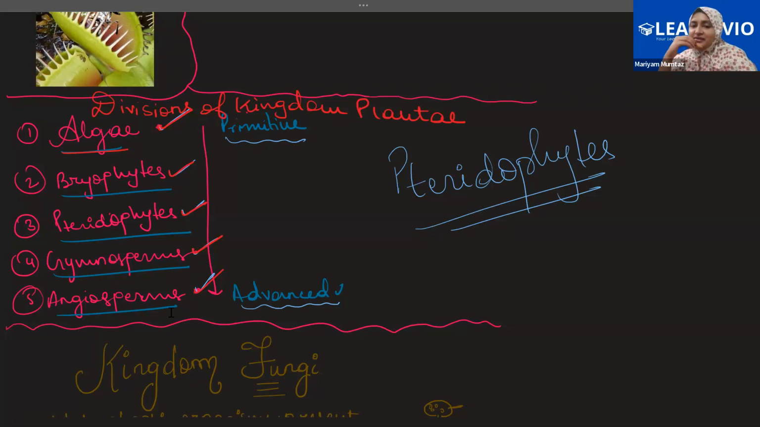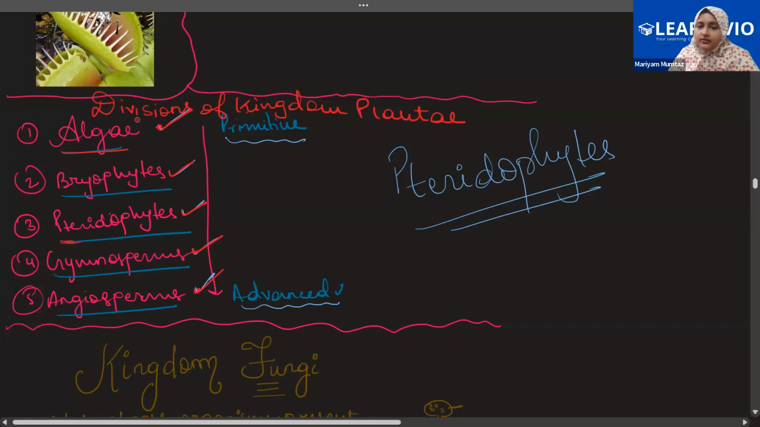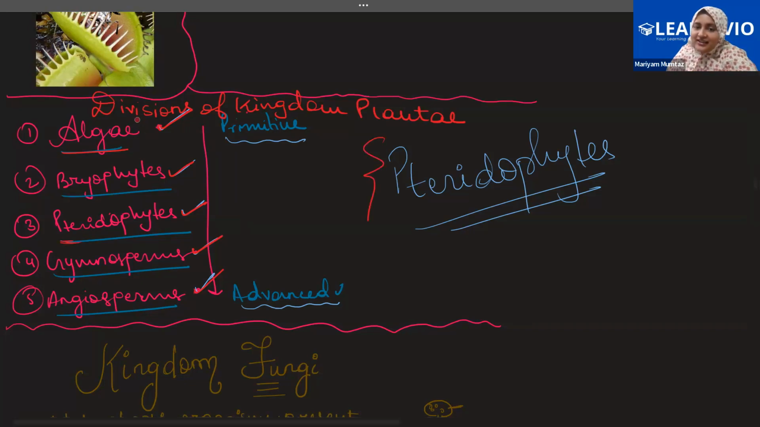This pteridophyte is one of the divisions of kingdom Plantae. It is known as pteridophyte. The P is silent. It's the sixth one, written here only, pteridophyte. I have written it in bigger letters here because while I was teaching this topic to another batch, a student was asking me the spelling. That is why.